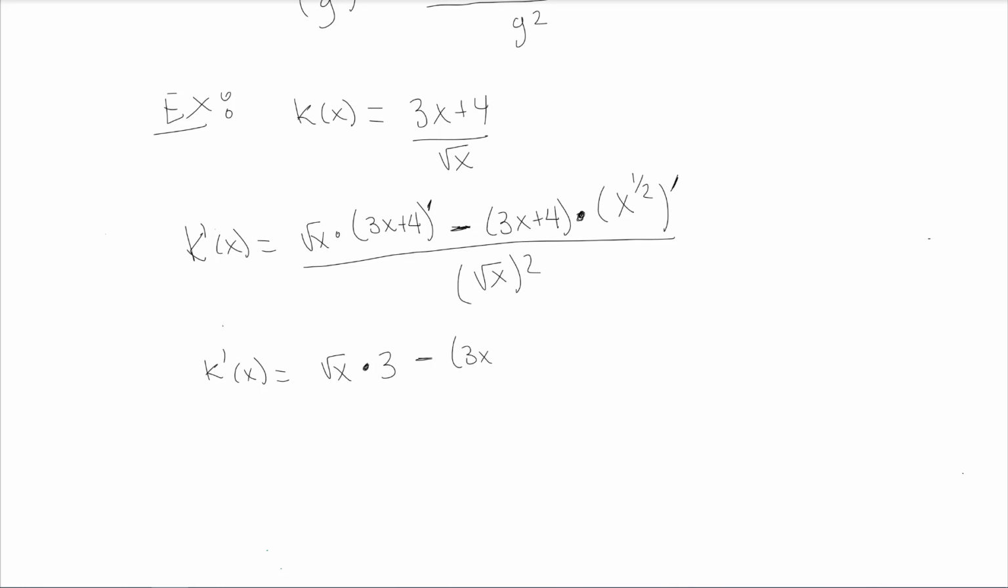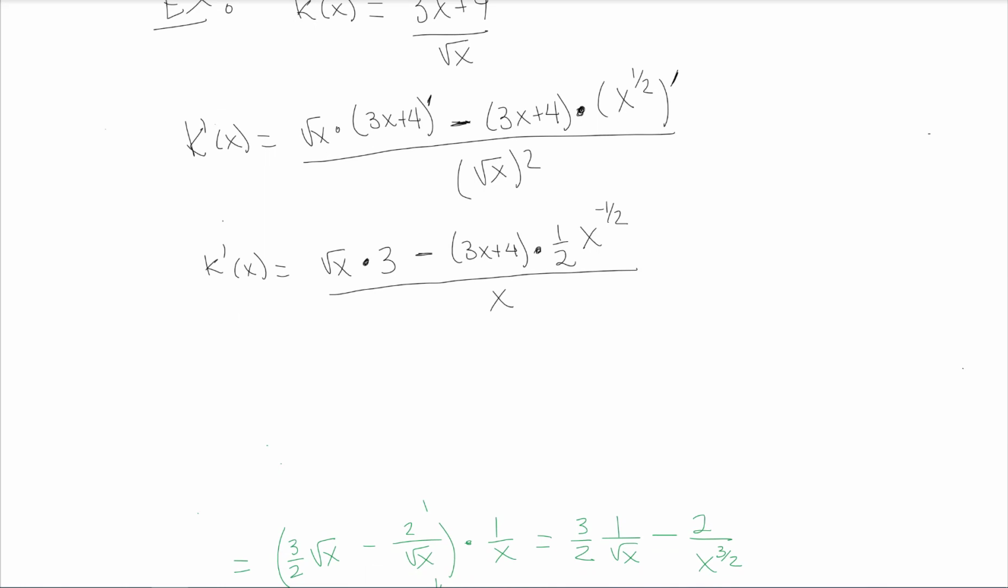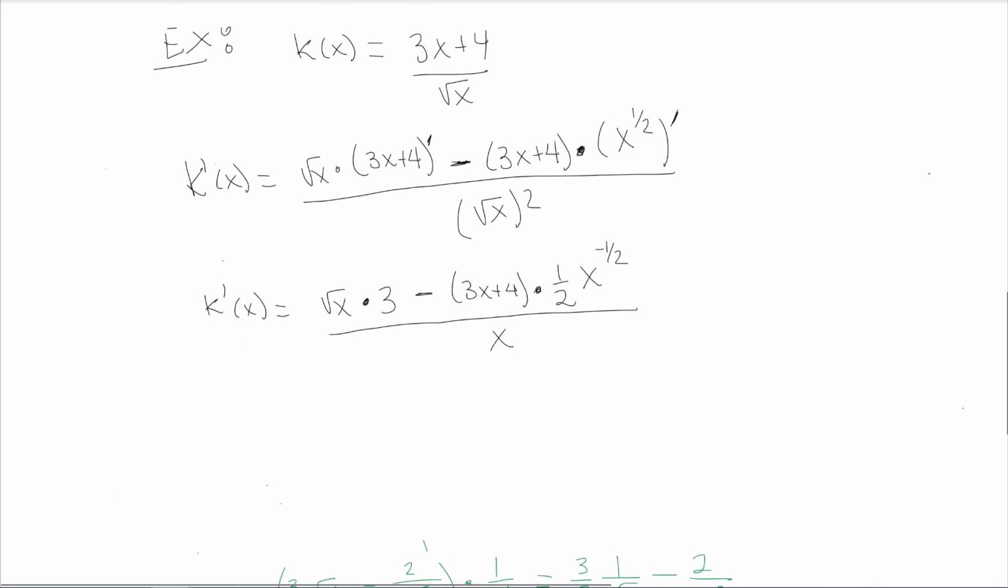Minus 3x plus 4 times, now I need to do the derivative of x to the 1/2, which is 1/2 x to the minus 1/2. We did it on the previous problem as well. And the square root of x quantity squared is just x. And now we simplify.